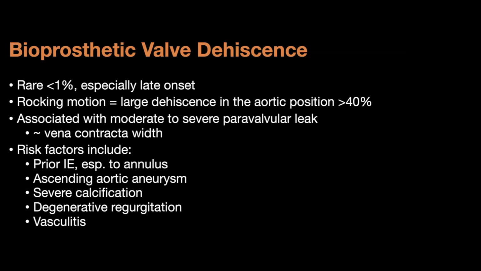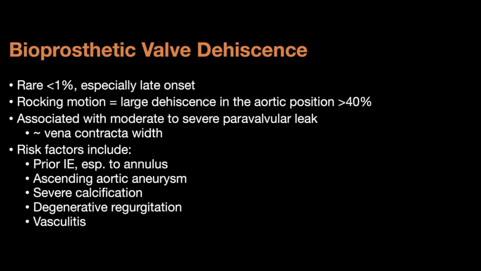So this is not the classic degenerative surgical or bioprosthetic aortic valve that we traditionally see with aortic stenosis. In this case, this is bioprosthetic valve dehiscence. It's very rare, apparently, less than 1%, especially with this very late onset, over 2 years since it was put in. It was put in 2009. The rocking motion really suggests a large dehiscence in the aortic position of greater than 40%, so that's a lot of circumferential dehiscence.